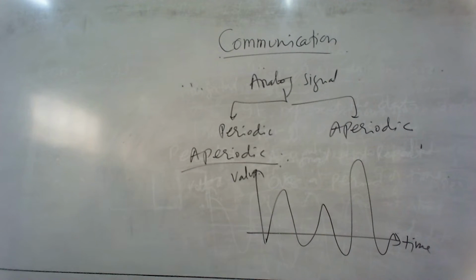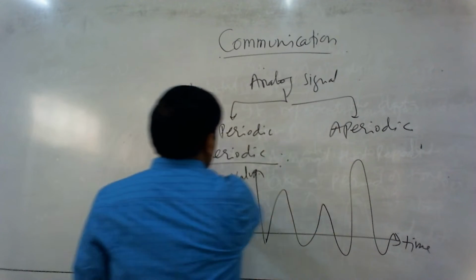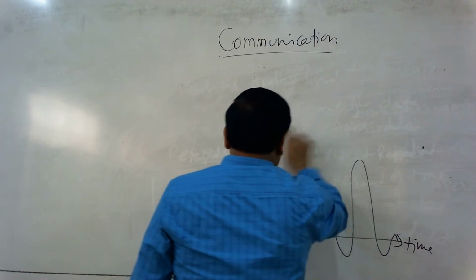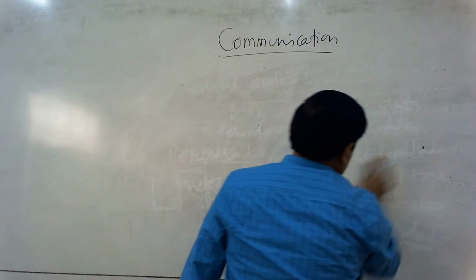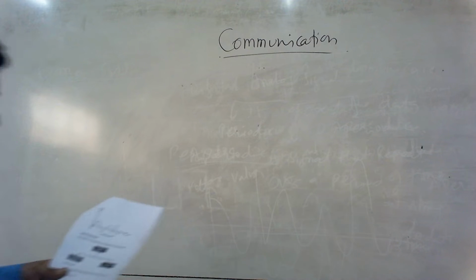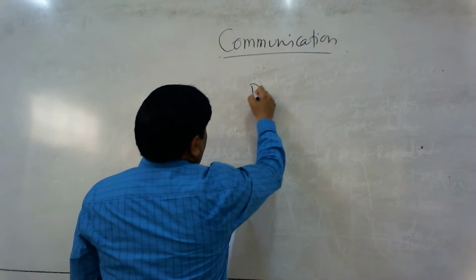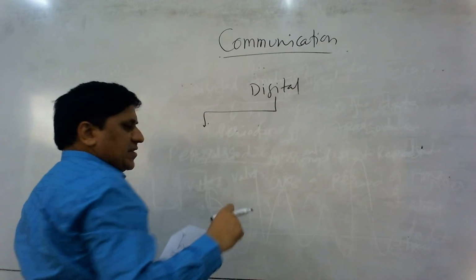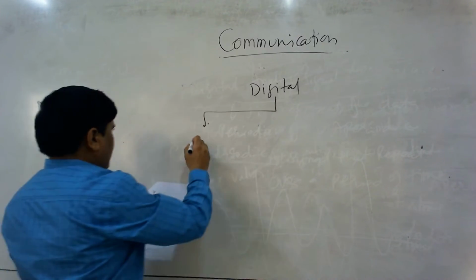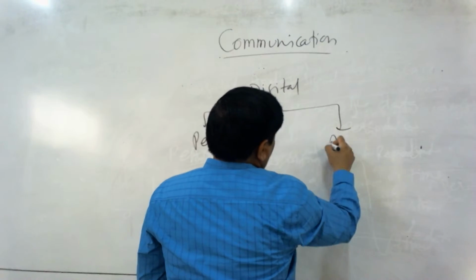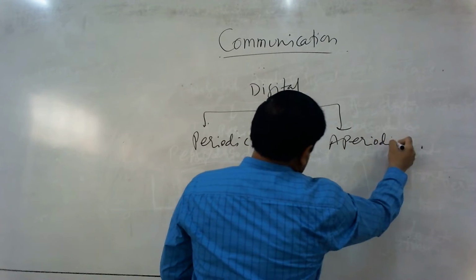Next, we will consider types of digital signals. We have learnt about digital signals. Now, we will study types of digital signal. It is of two types, as we have mentioned earlier. First is periodic, and second type is aperiodic signal.